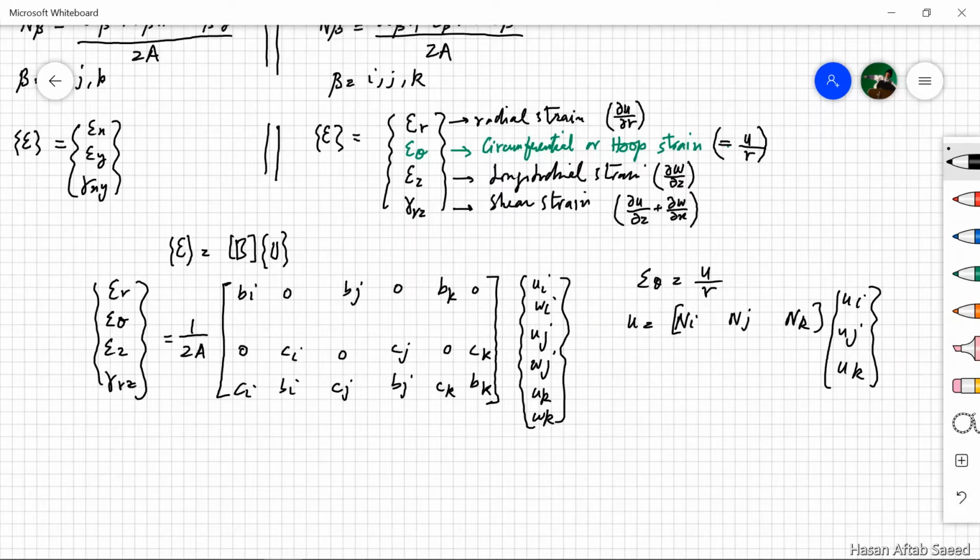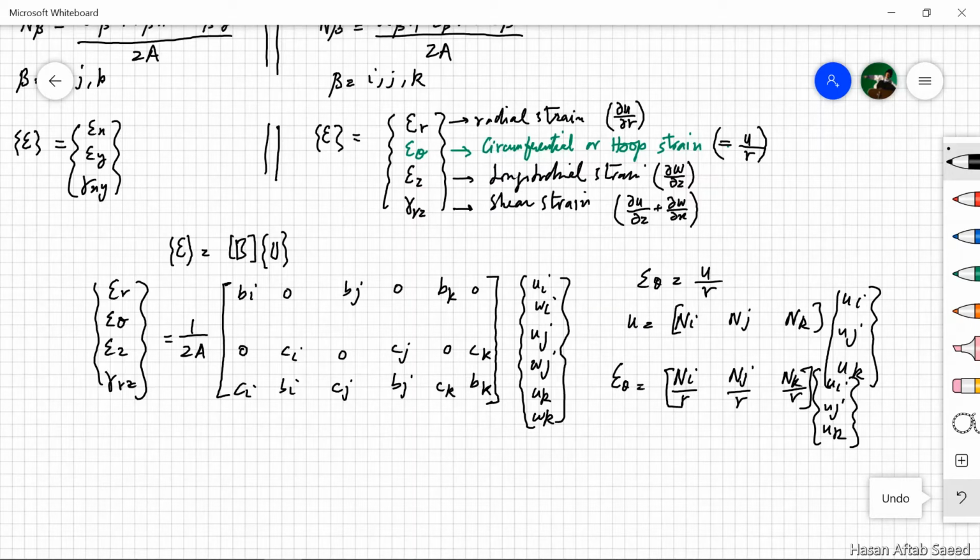Now epsilon theta will then be ni over r, nj over r, nk over r, and then we'll have ui, uj, uk. If that is the case, in the B matrix, we have to put in ni over r, nj over r, and nk over r at the appropriate places. The appropriate places being the first, third, and the fifth.